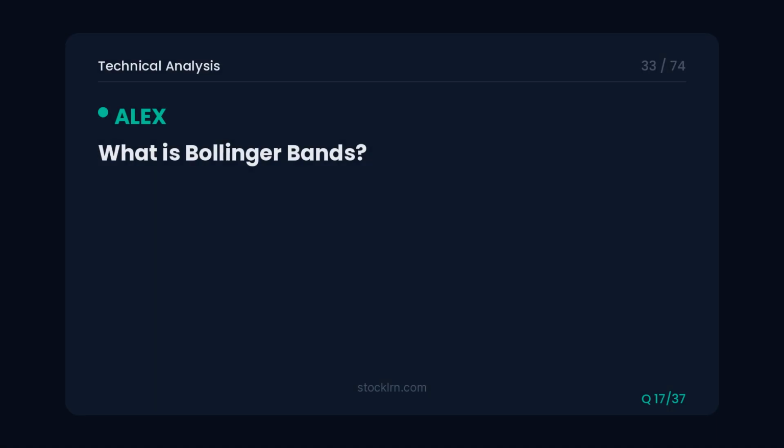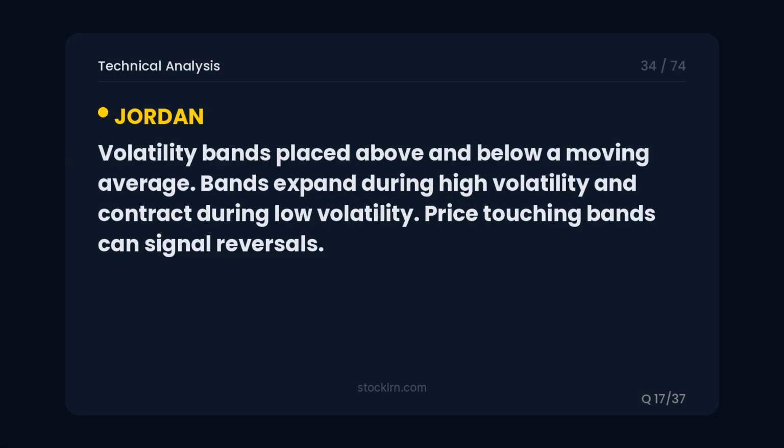What are Bollinger Bands? Volatility bands placed above and below a moving average. Bands expand during high volatility and contract during low volatility. Price-touching bands can signal reversals.